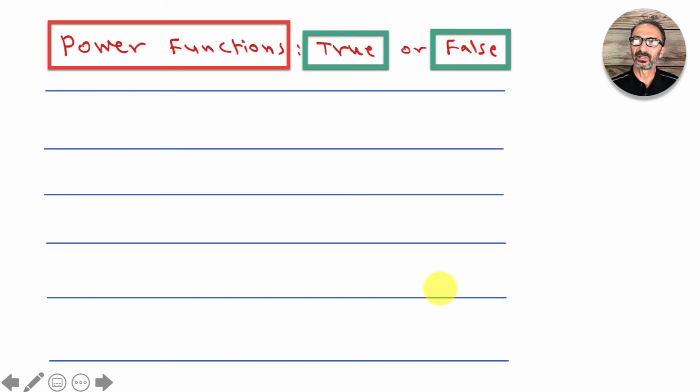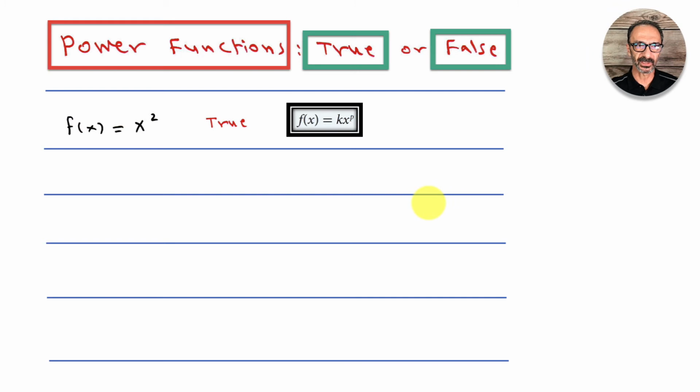Here's a quick practice about power functions. True or false? Quick. The first one is true. X to the second is one of the basic ones that we usually start teaching in power functions. Why? Because it looks like k times x to the power p, where k is 1 and p is 2. How about 2 to the x? We just talked about that. It's not. It's called an exponential function.